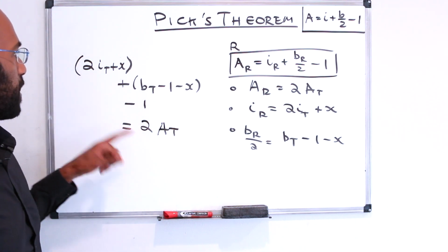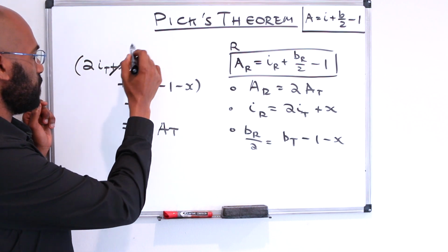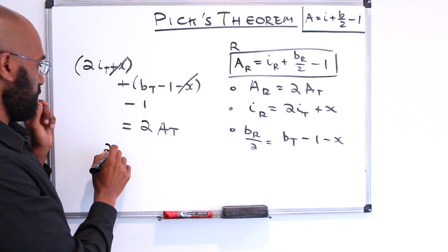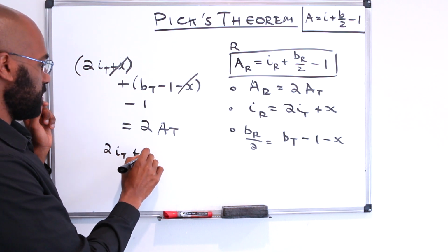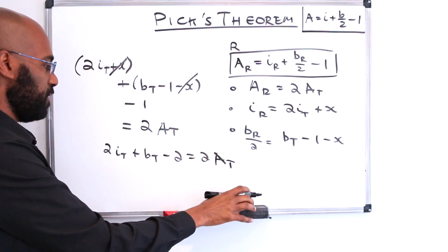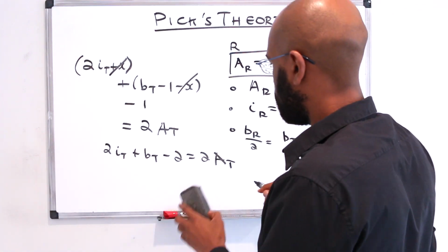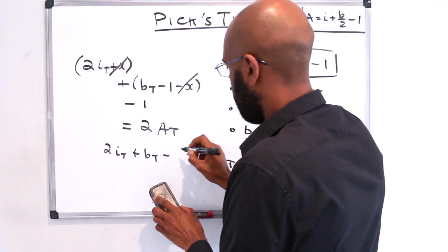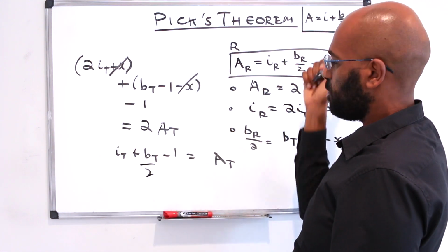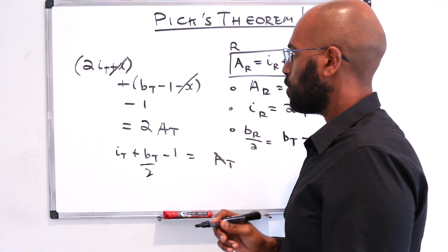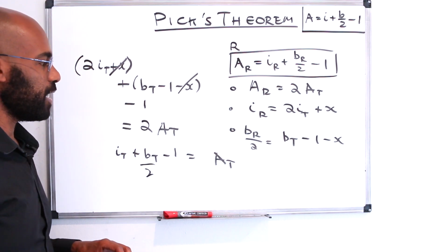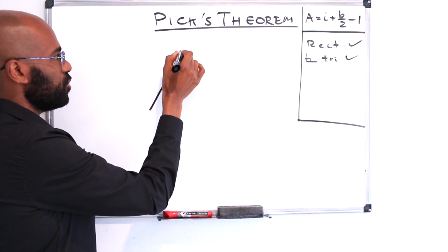Okay, so let's look at what this looks like overall. These 2 contributions here cancel each other out, and we're left with twice IT plus BT minus 2 is twice AT. And now if we divide this quantity here by 2, we get AT, we have a negative 1, BT over 2, and IT, which is exactly what we want for Pick's theorem. Great. So using this cool idea, we're able to establish Pick's theorem for right angle triangles. I wonder, can we get Pick's theorem for a general triangle now?